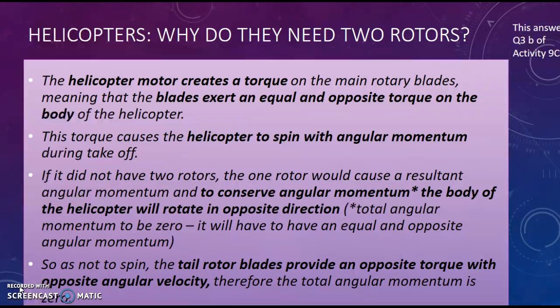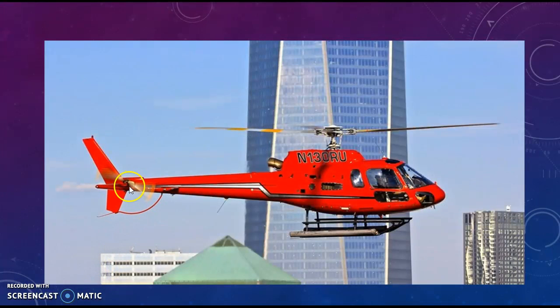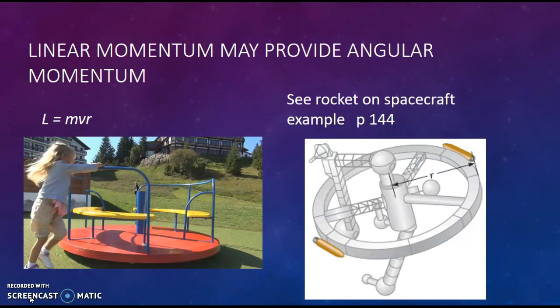And so what happens is that on the back of the helicopter there is a small tail rotor that provides the external torque, and you can see here's the small tail rotor providing that external torque, and it will counteract the tendency of the body to want to rotate in the opposite direction to conserve momentum or angular momentum.